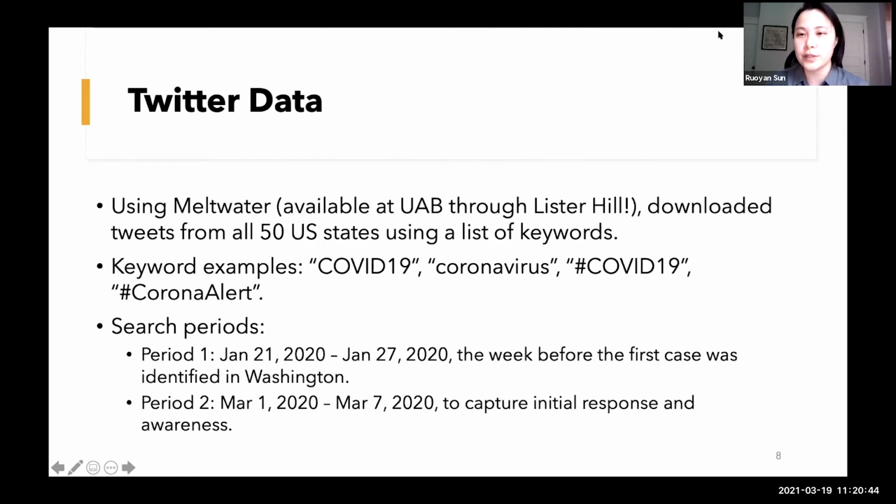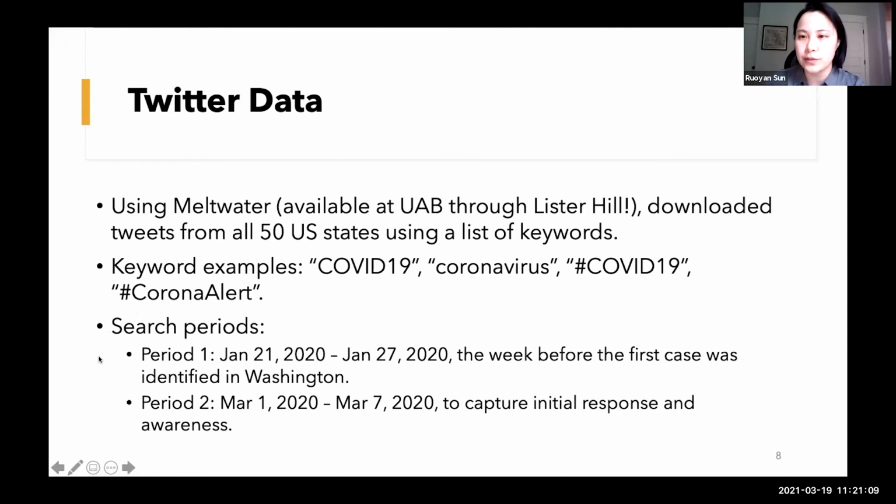So how did we download the data? We used Meltwater, which is right now available at UAB through Lister Hill. I think everyone could access it. We downloaded tweets from all 50 US states using a list of keywords related to COVID-19. A few examples of these keywords include COVID-19, coronavirus, hashtag COVID-19, and hashtag corona alert.